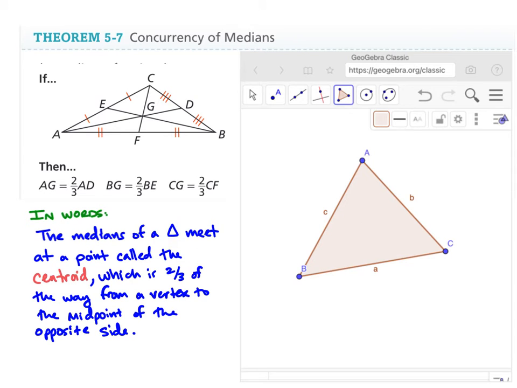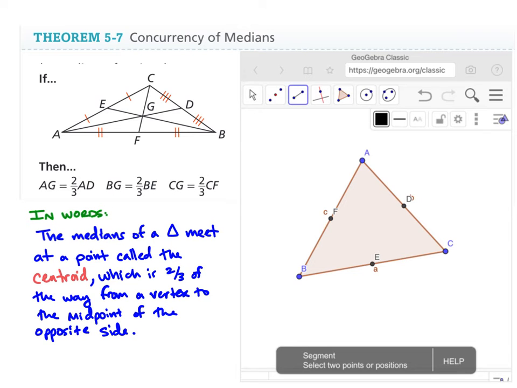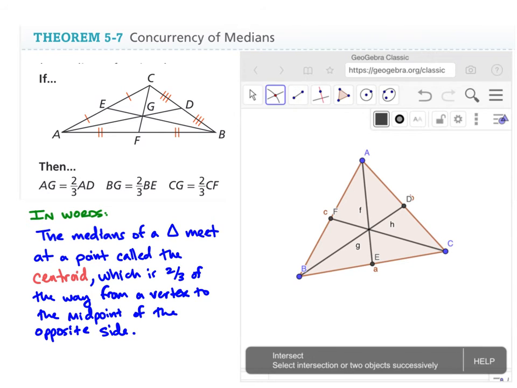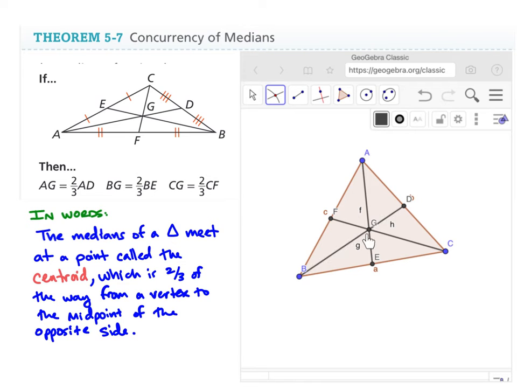If we look over here at our diagram, let's first find the midpoints of all the sides of the triangle. Okay, so I'm going to find the midpoint of segment AC, the midpoint of segment BC, and the midpoint of segment AB. And then now I'm going to connect those midpoints to each opposite vertex. And you can see when I do that, they're all intersecting at this point that's called G right there. Right? So G would be our centroid.